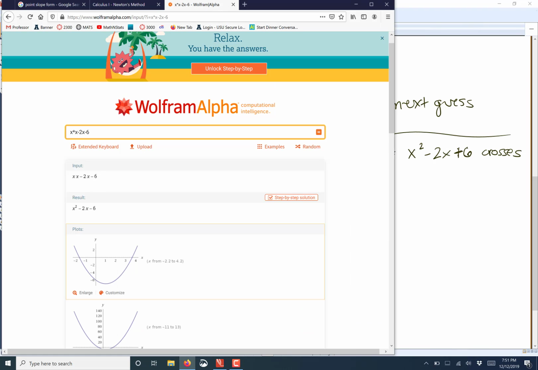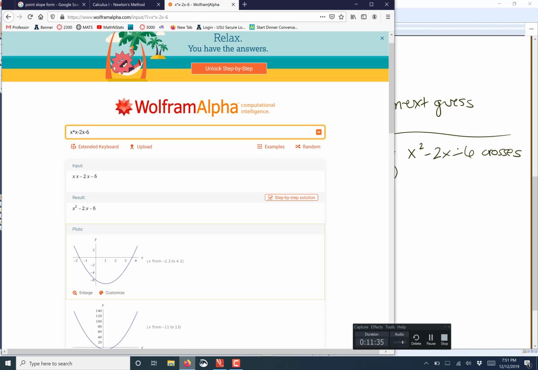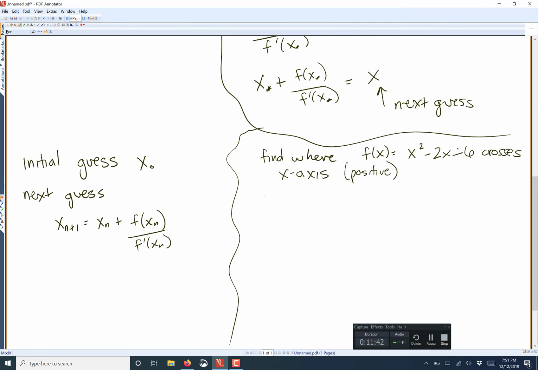Okay, so I realized that won't actually cross. So x squared minus 2x minus 6, where it crosses the x-axis, let's just do the positive result. There are going to be 2 roots here. It looks like my initial guess is that it's somewhere between 3 and 4. So I'll say my initial guess will be x0 equals 4. That's my first guess.